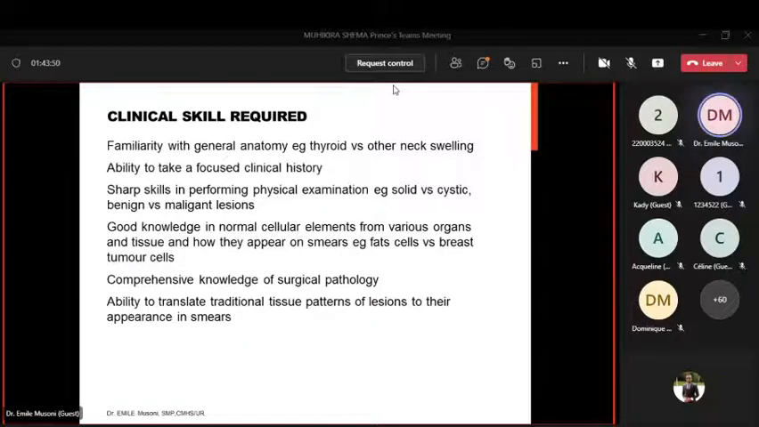Physical examination: you must have the skills of examination of the patient, good knowledge of normal cellular elements, histology and cytology, then clinical practice, and the ability to combine microscopic images and the clinical features, then you give the diagnosis. Because in pathology, it is not only the microscope, you must also have clinical skills.